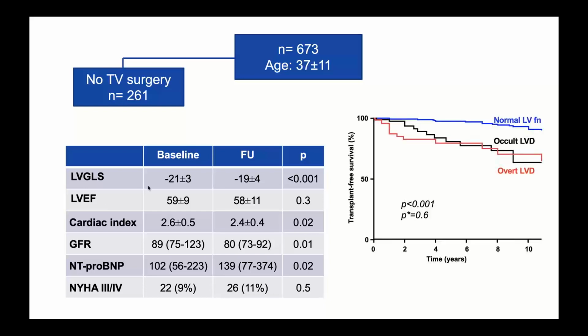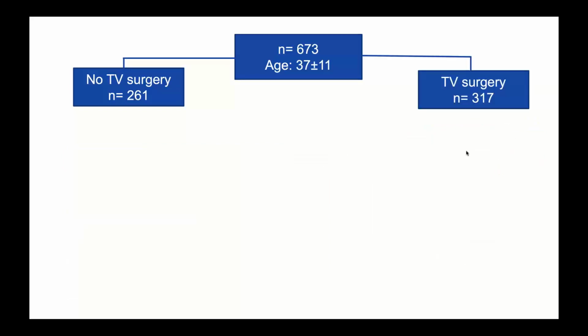And more importantly, the patient groups had different outcomes. So those people that had normal function had the best outcomes, which is not surprising. But what is interesting here is that the so-called occult LV dysfunction group in black, this will have normal EF, they had suboptimal outcomes and is almost identical to the overt group. So let's go back to our flow chart.